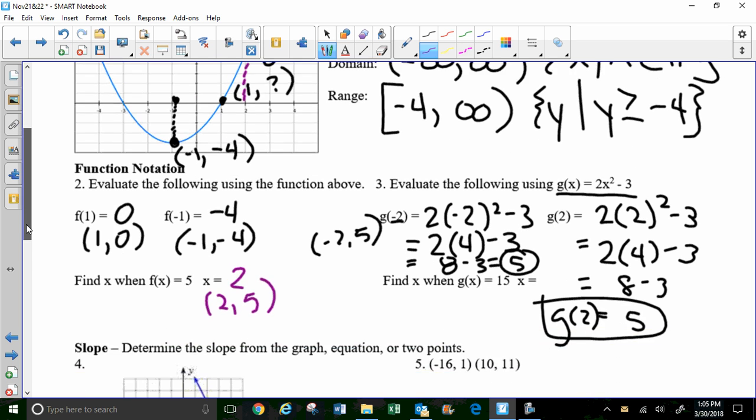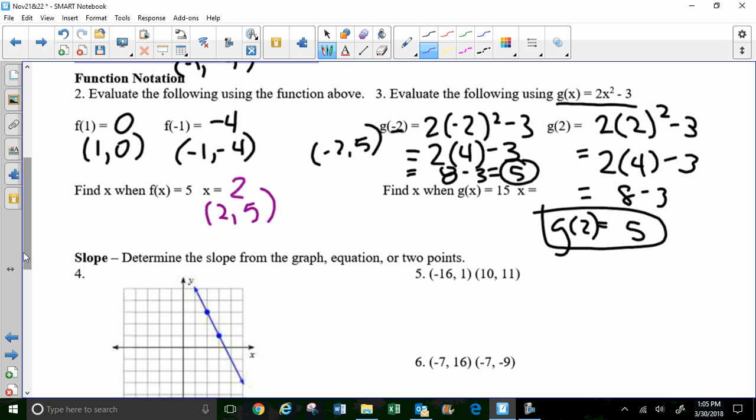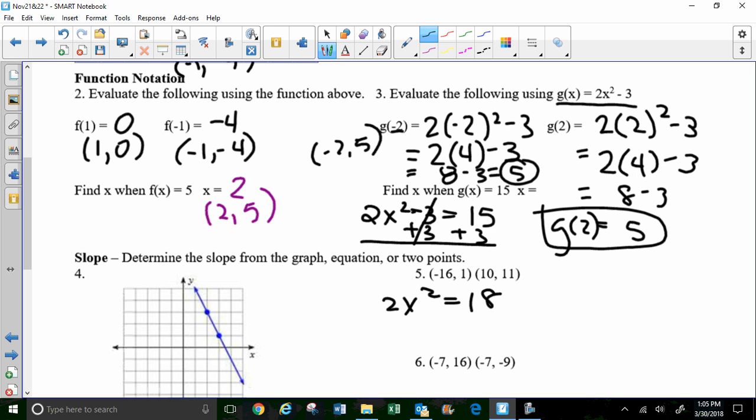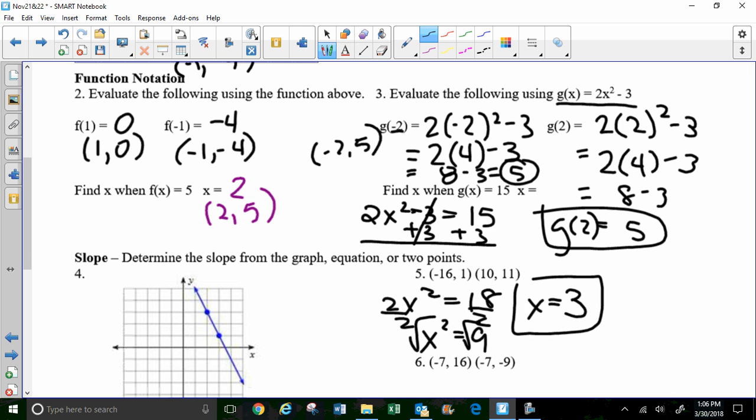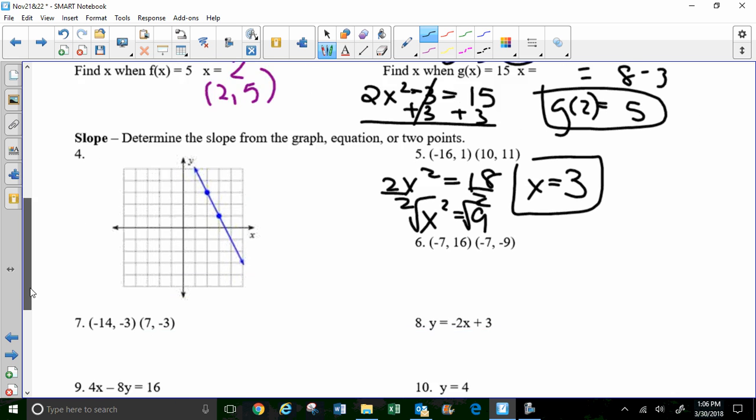All right, back to number 3. Again, we're doing a similar thing, but with an equation rather than a graph. It says find x when f of x equals 15. So I'm going to take my function, 2x squared minus 3, and set that equal to 15. We're just going to solve: add 3, so we get 2x squared equals 18. Divide by 2, so x squared equals 9. If x squared equals 9, then what's the opposite of that? The square root of 9 would be 3. So x equals 3.